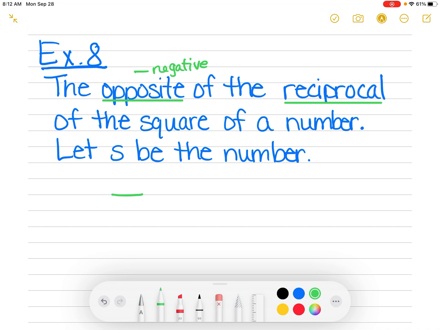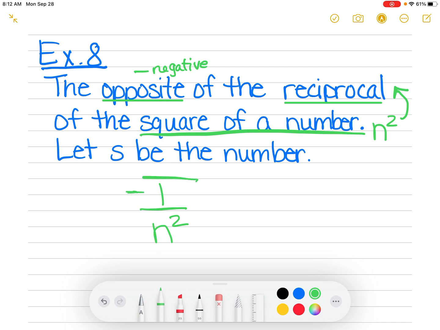Okay, so I'm going to put a negative out in front, and then I'm going to do the reciprocal of the square of a number. So the square of a number would be n squared. So what's the reciprocal going to be? Well, remember, reciprocal just means I'm going to flip it. So if I have n squared, the reciprocal would be 1 over n squared. And the negative is out front. I kind of made that a really big negative. Just a little smaller one.